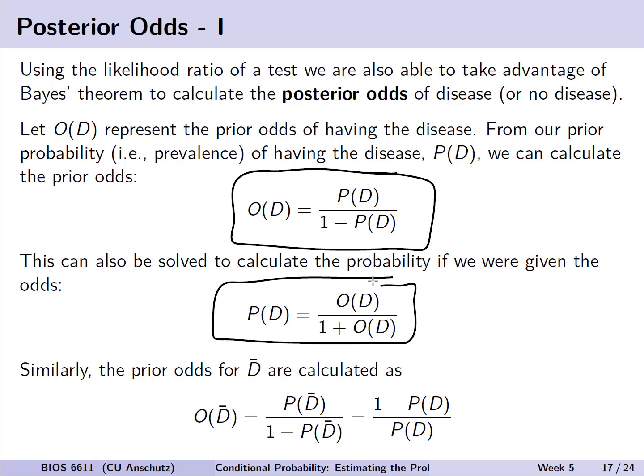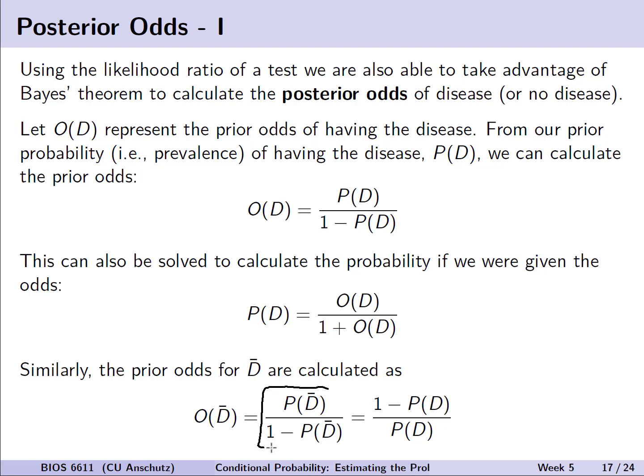And just for completeness, we can note here that above it was the odds of having the disease. We also can calculate similarly the odds of not having the disease, which here we see is the exact same setup of the probability of not having the disease divided by 1 minus the probability of not having the disease, which we can also rewrite in our next step here as just 1 minus the probability of having the disease, or prevalence, divided by the probability of having the disease, the prevalence.